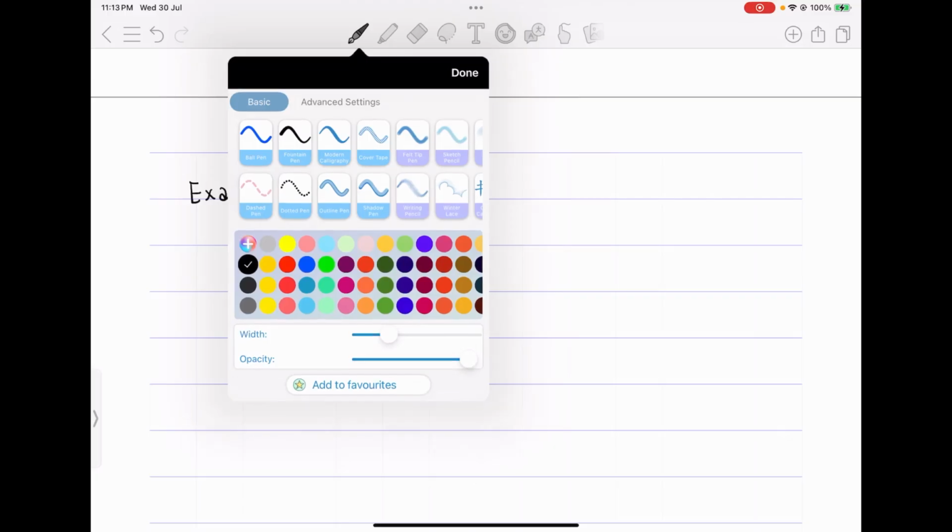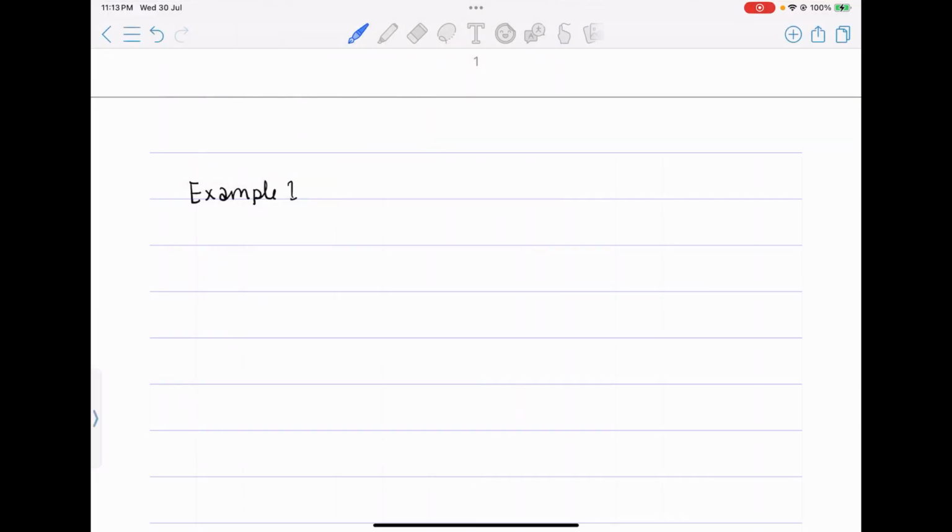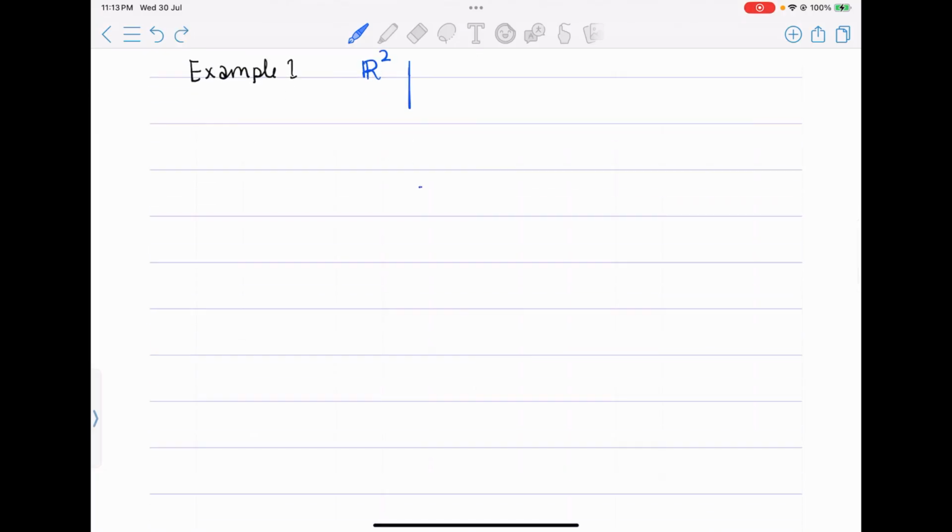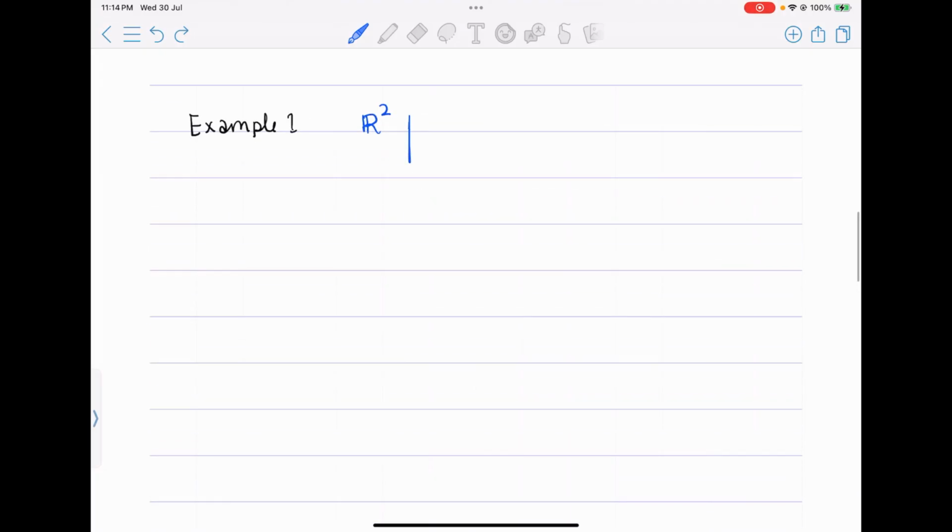This one is R2. R2 is a vector space over R. Okay, so what is R2? R2 is this ordered pair (a, b), and a and b both belong to R.